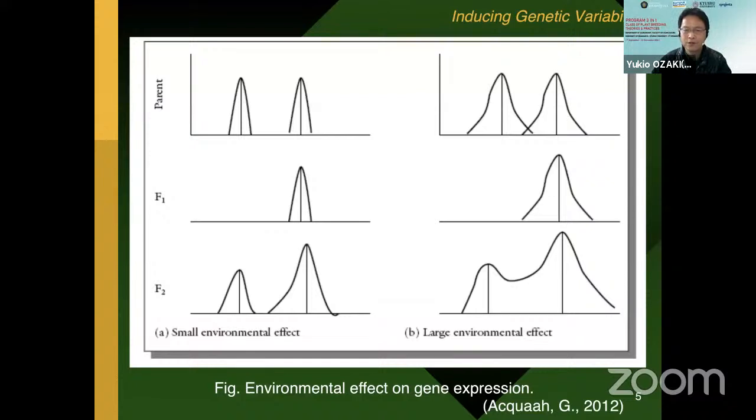This figure shows the environmental effect on gene expression. In class A, the environmental influence is small, and the phenotypes are distinguishable in the F2 generation. In class B, in contrast, the environmental influence is strong, resulting in more blurring of the differences among phenotypes in the segregating population.